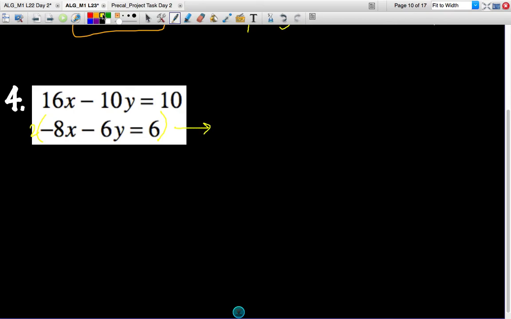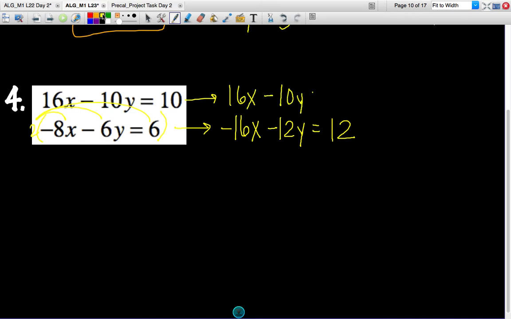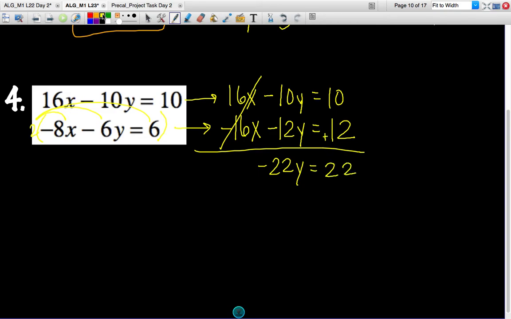So let's rewrite this bottom equation, distribute the 2 all the way through, negative 16x minus 12y equals 12, because I distributed this 2 all the way through. And then bring over your top equation, line it up, 16x minus 10y equals 10. And now you can solve this. 16x minus 16x is going to cancel. Negative 10 minus 12y is negative 22y. And 10 plus 12 will give you 22. Divide by negative 22. Y equals negative 1.